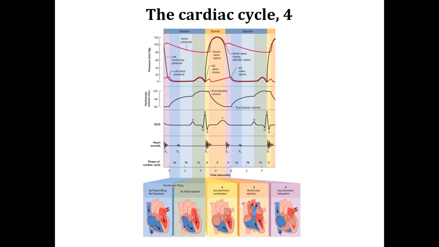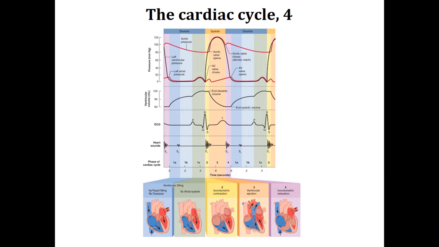So the pressure is decreasing because nothing's contracting. It's all relaxing. And the blood is just going from the atrium to the ventricle. So the aortic pressure is decreasing because we've already ejected, right? Everything's ejected from there. And that's showing at the beginning there, the aortic ejection from the aorta.